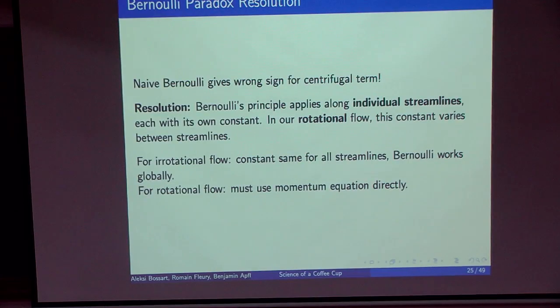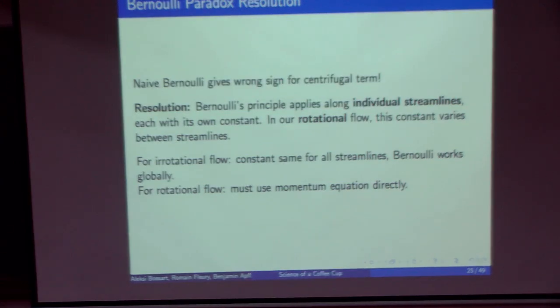If we just naively use Bernoulli, we'll get a wrong sign for the centrifugal term. Bernoulli's principle applies along individual streamlines, each with its own constant. Bernoulli normally applies to a pipe. We do not assume this to be a circular plane. In a rotational flow, this constant will vary between all the streamlines. Integrating over the streamlines? No, streamlines are affecting each other, with viscosity.